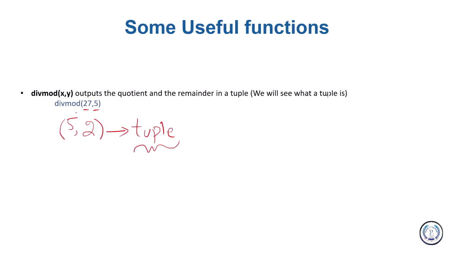But right now, just bear with me that it returns two numbers, two elements, and the two elements are ordered in an ordered pair, which is called a tuple. A tuple is not just an ordered pair. It can have 3, 4, 5, or 7, or maybe several elements. But right now, a tuple is just an ordered list, which we will see in detail.